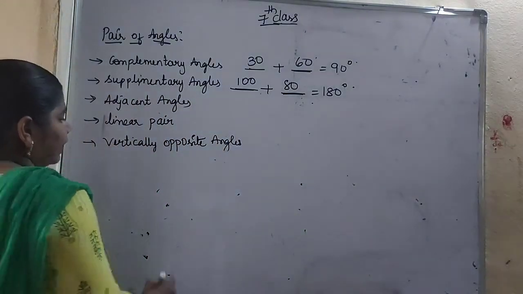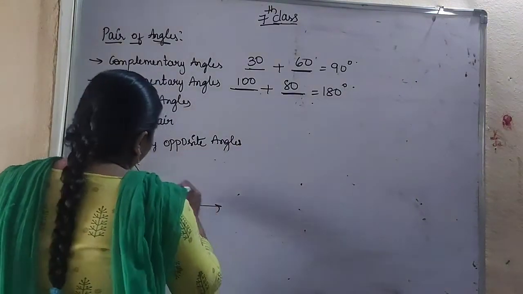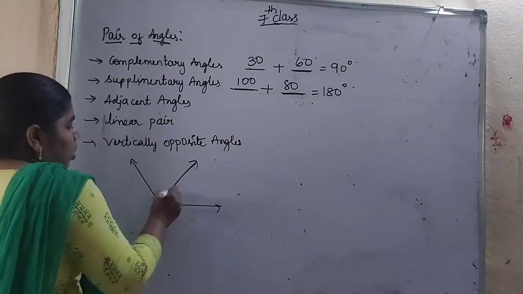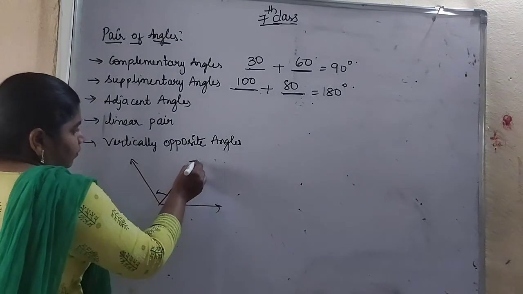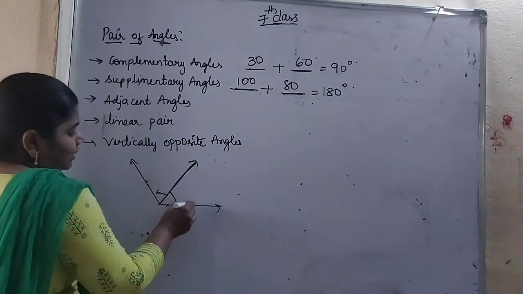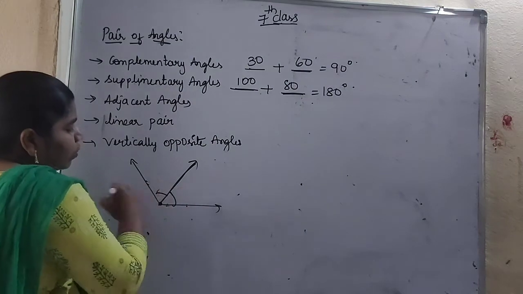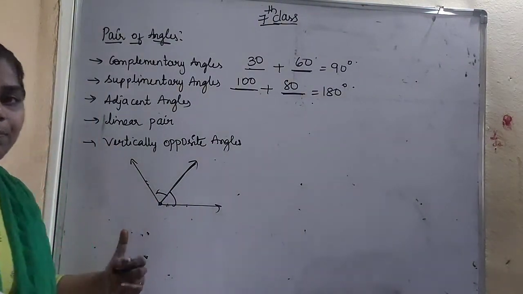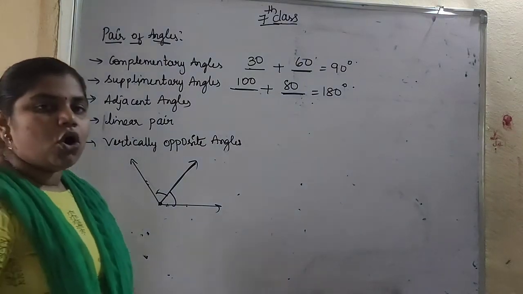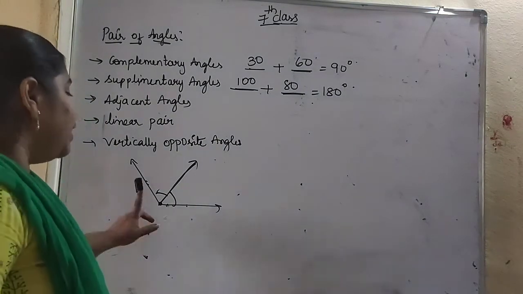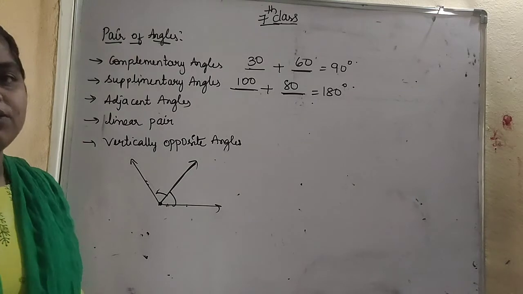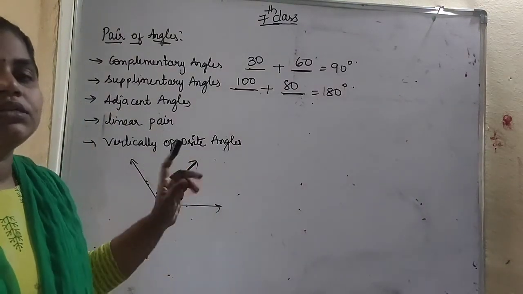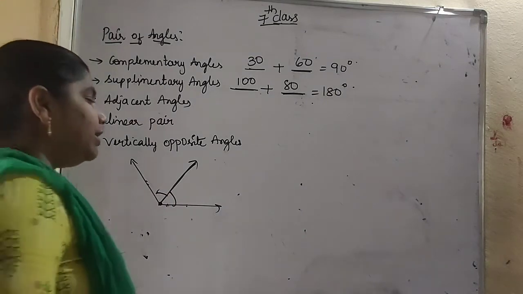So already I have taken one example here. I told you that this is an adjacent angle. Yes, because this is a common arm for these two rays and it's a common vertex for all the rays. Okay, can you call this a linear pair? No, you can't call it a linear pair because it is not forming 180 degrees. If it forms 180 degrees, then only we will call it a linear pair.